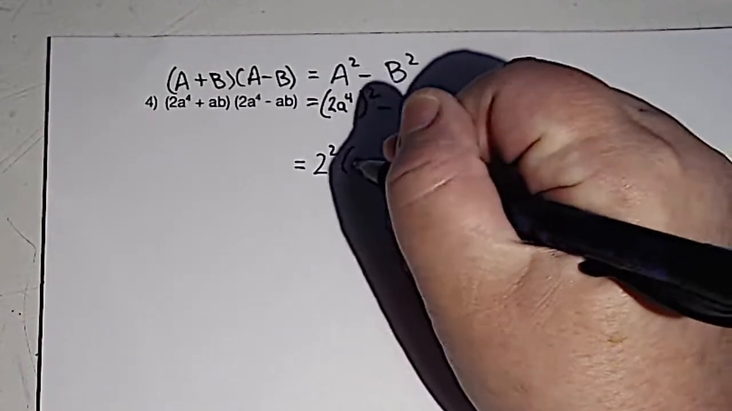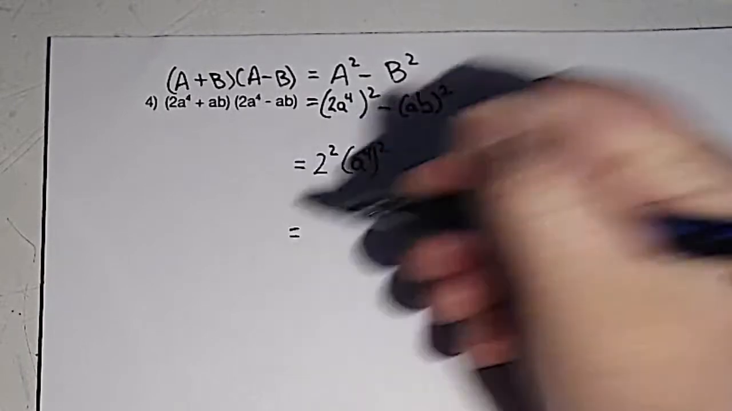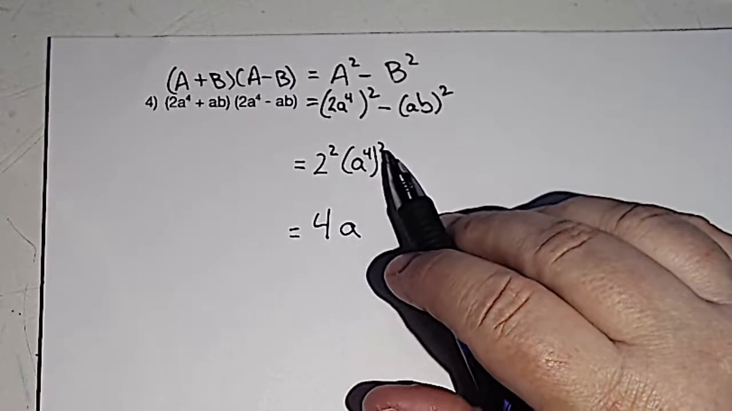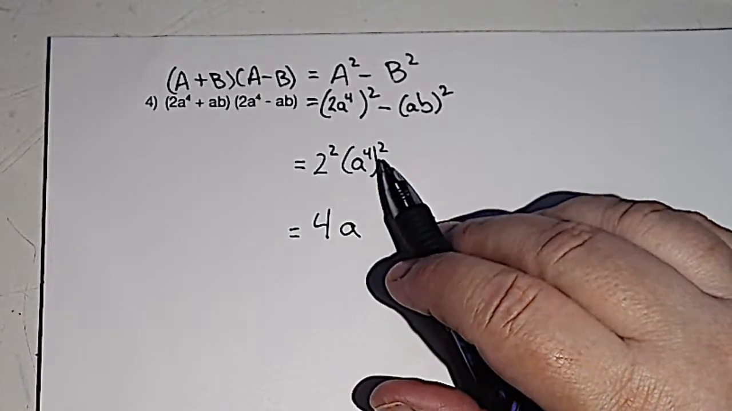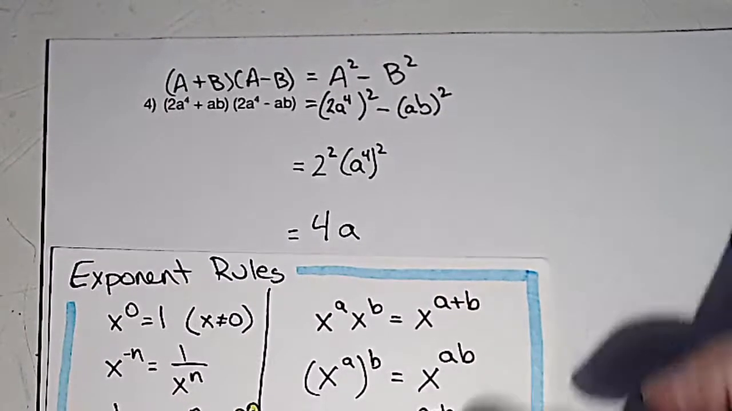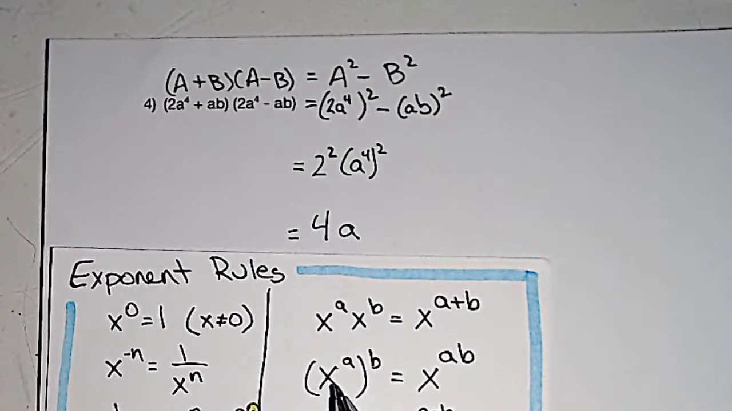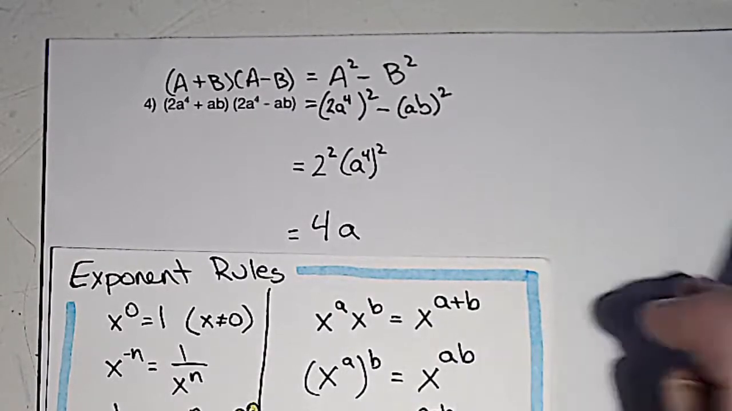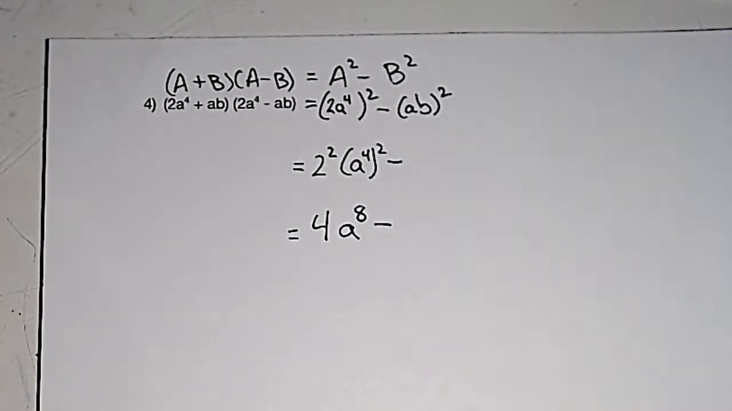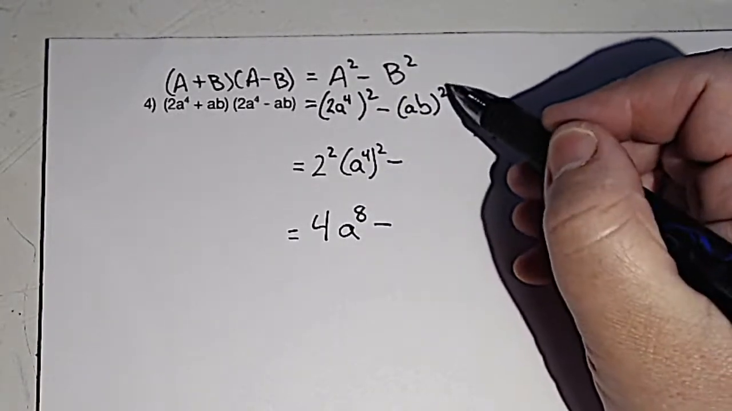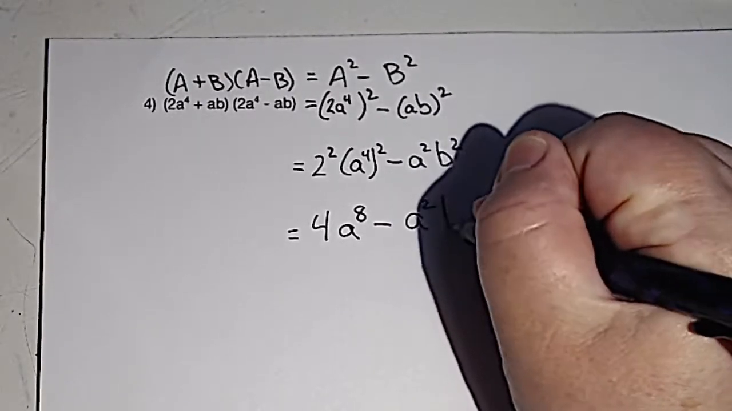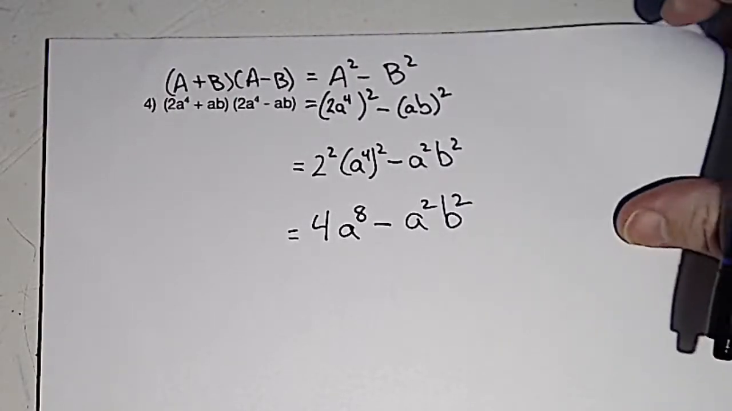2 squared, a to the 4th squared. So just in the first term, I get 4a to the, and we have to remember how to deal with this. When there's one base and 2 exponents, you multiply the exponents. So this is going to be 4a to the 8th. Okay, that was the first term. And then the second one, I just give out the squared to both the a and the b. So it's a squared, b squared, just like that. Woohoo. Let's move on to the next one.